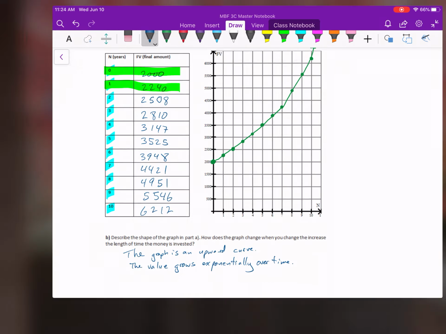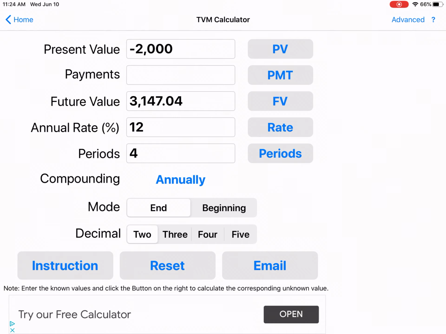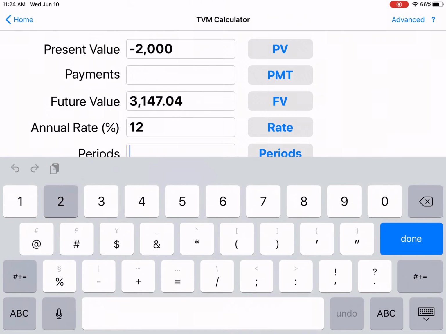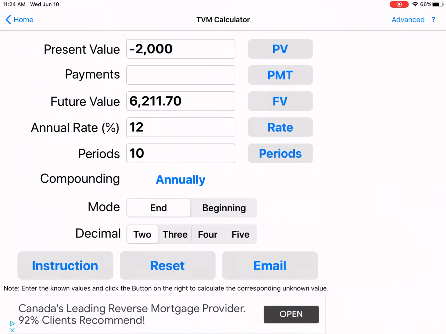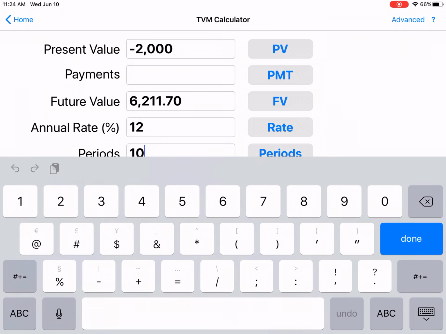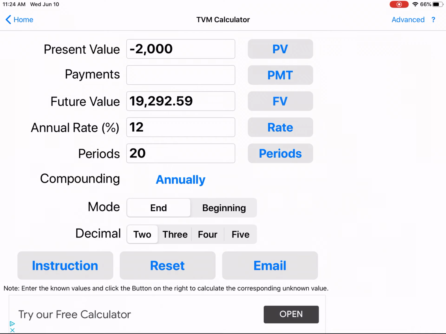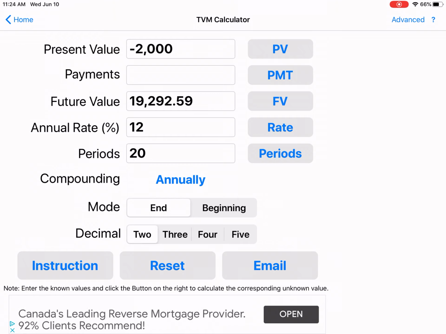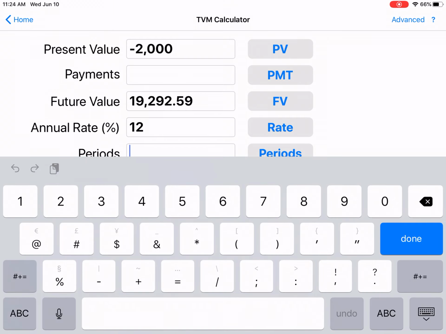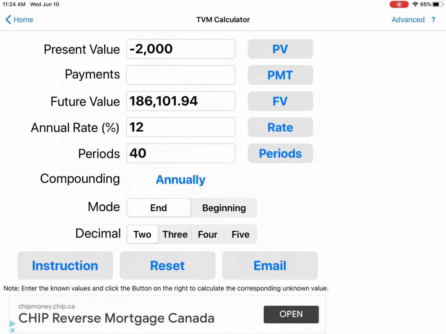I mean, just this example's done, but we could see what it's like at 20 years. Well, let's see, at 10 years we had it at 6,211, right? So would it be double that at 20 years? Would it be 12,000? No, it's 19,000. It's almost 3 times as much. It's more than 3 times as much. Sorry, I take that back. What about 40 years? Would it be double that? 186,000. So that's crazy how fast things grow.